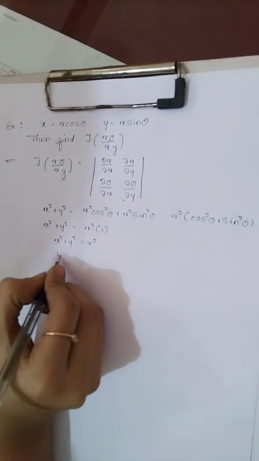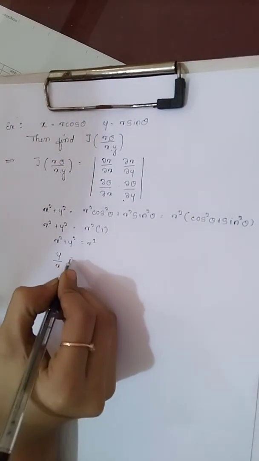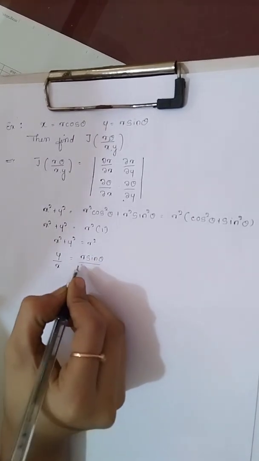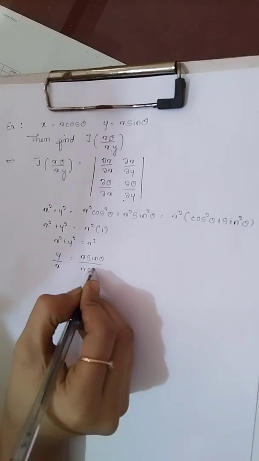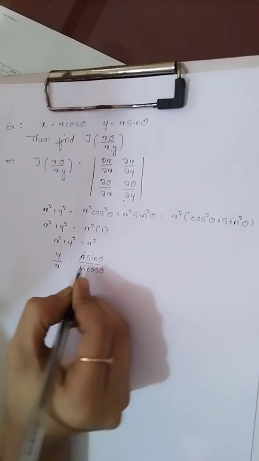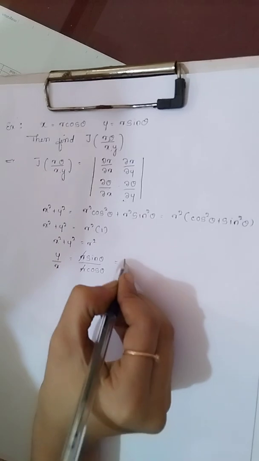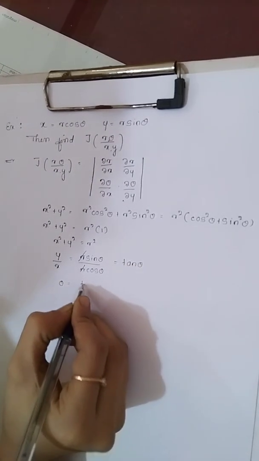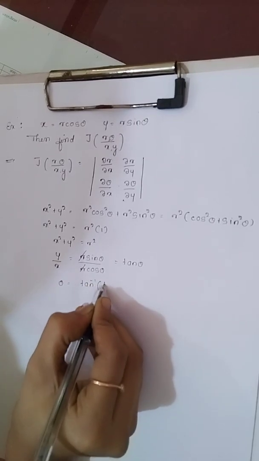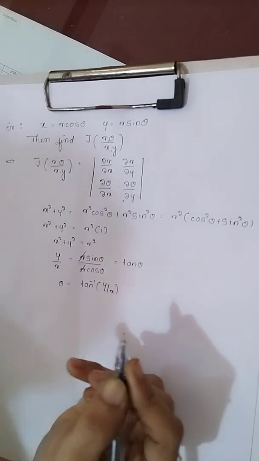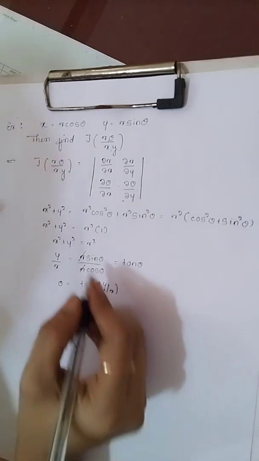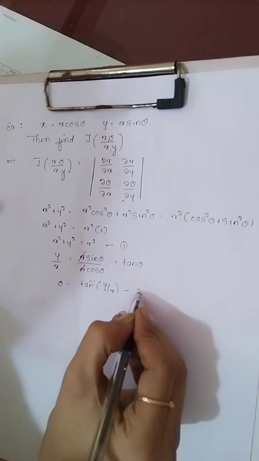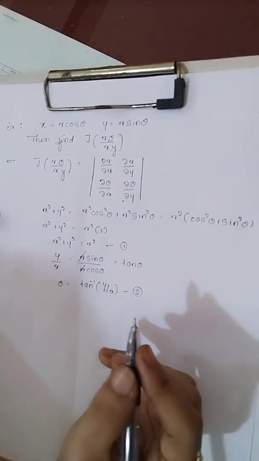Then next, to find the theta value, y by x: the term y value is r sin theta and x value is r cos theta. So r gets cancelled, and sin theta by cos theta can be written as tan theta. So theta is equal to tan inverse of y by x. So x square plus y square equals r square we call equation 1, and theta equals tan inverse of y by x we call equation 2.